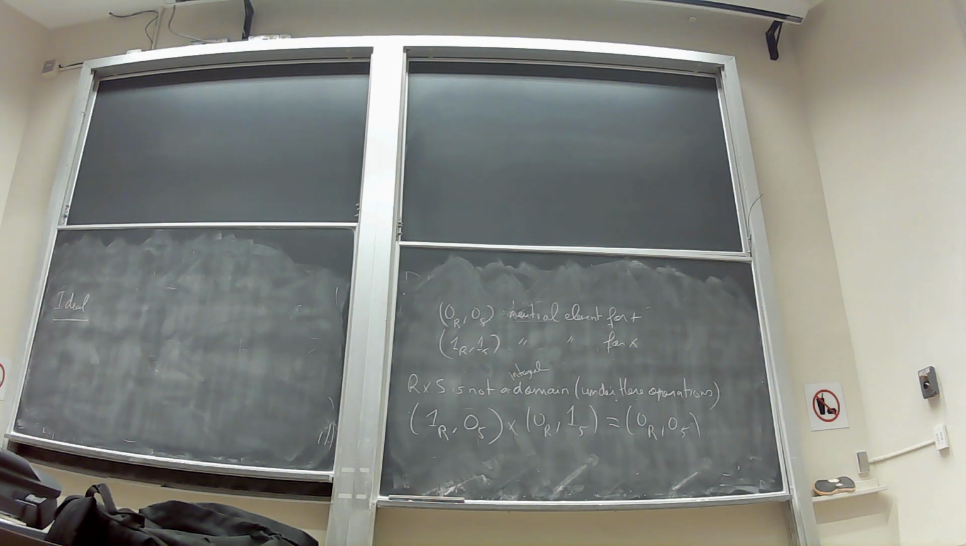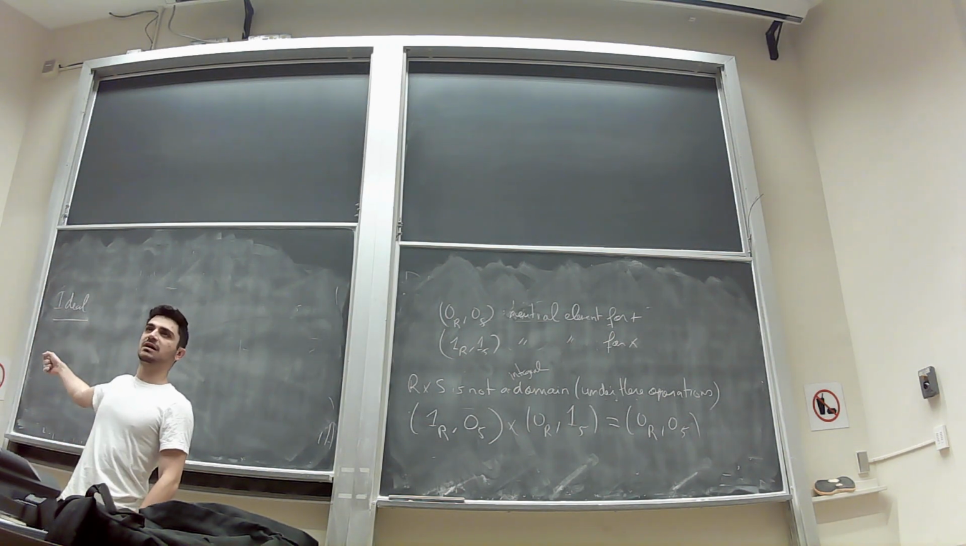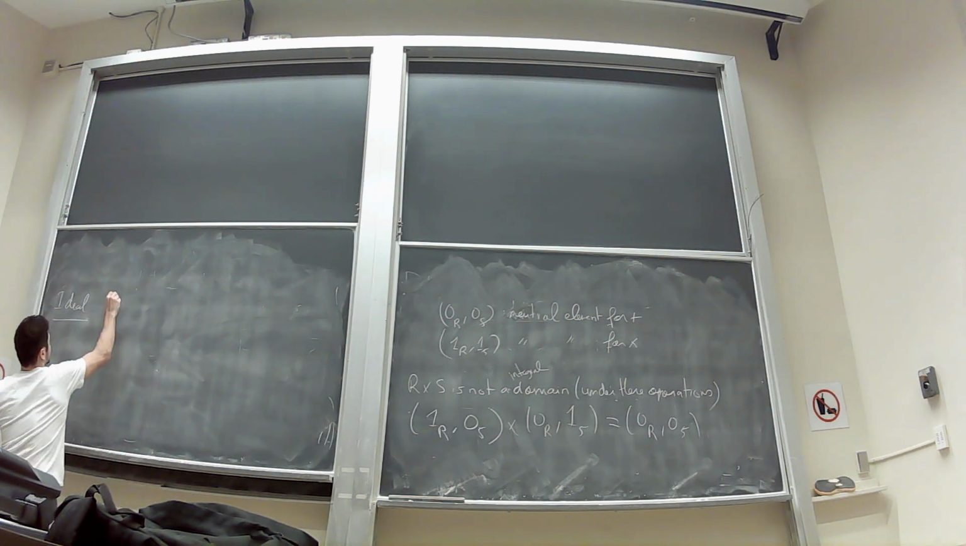Ideals. So for ideals we will just restrict to commutative rings. We will not talk about ideals in non-commutative rings. Okay? So in the discussion, if I omit the condition that R is commutative, then please remind me, or I'll always assume it's commutative whenever I talk about ideals. Okay? So let R be a commutative ring.